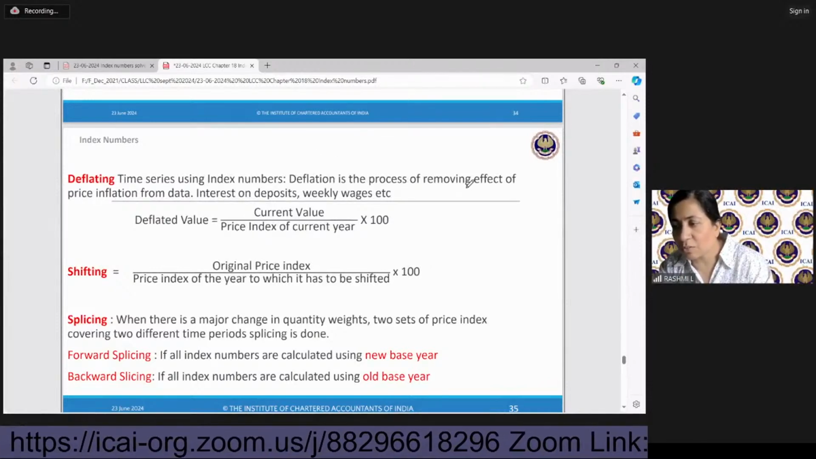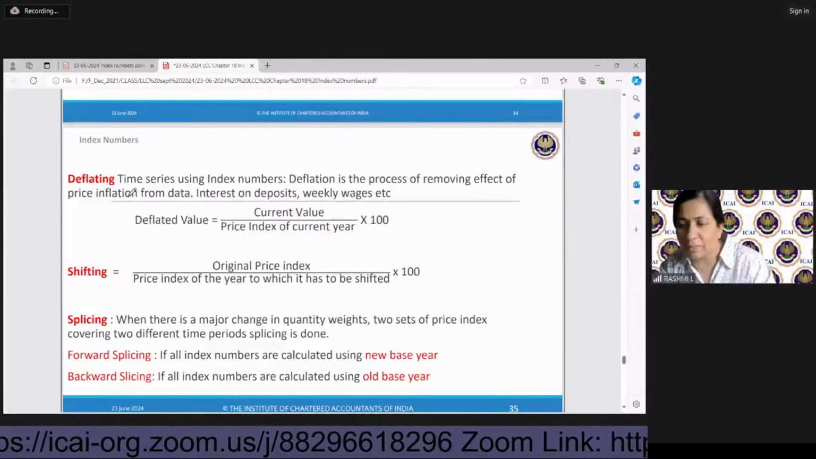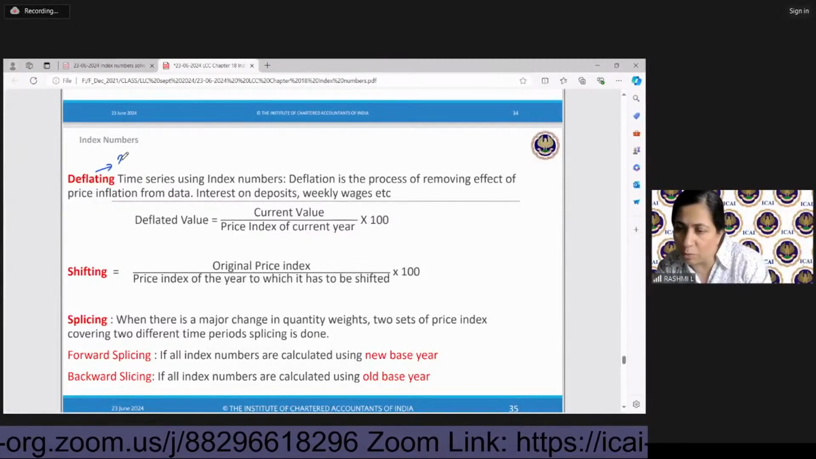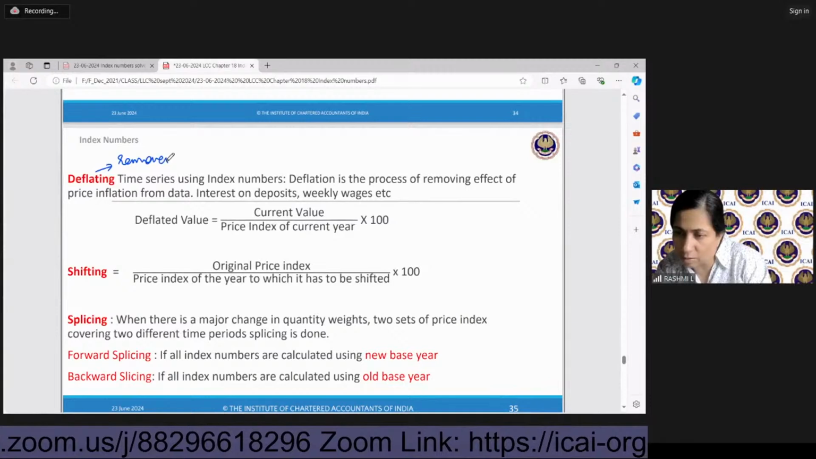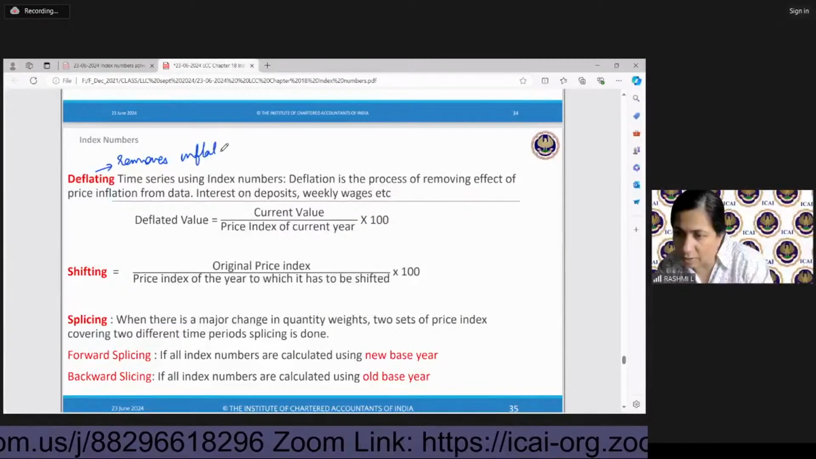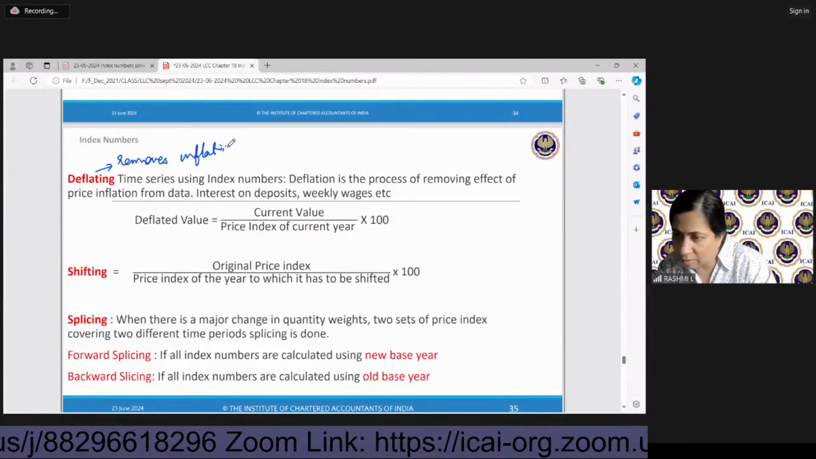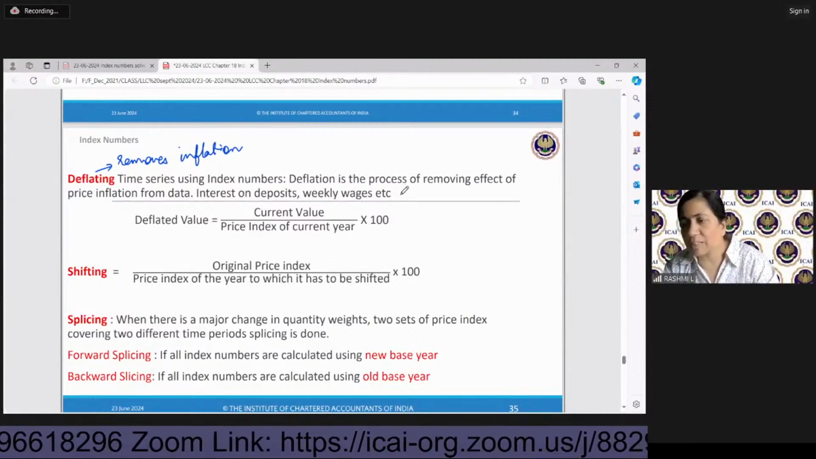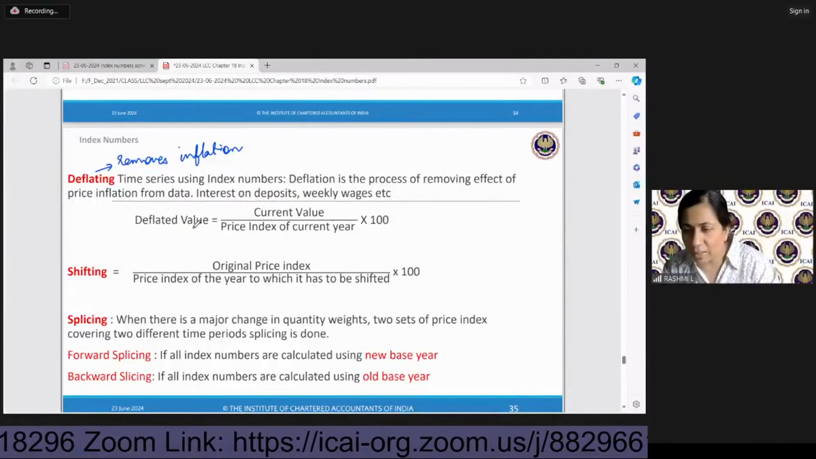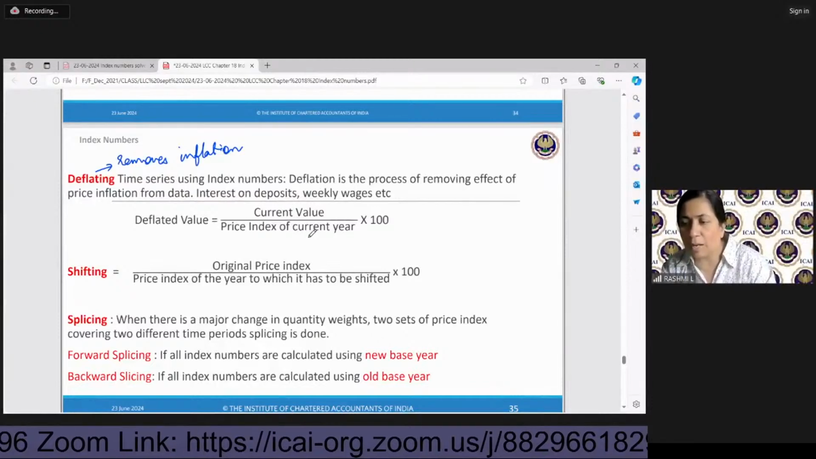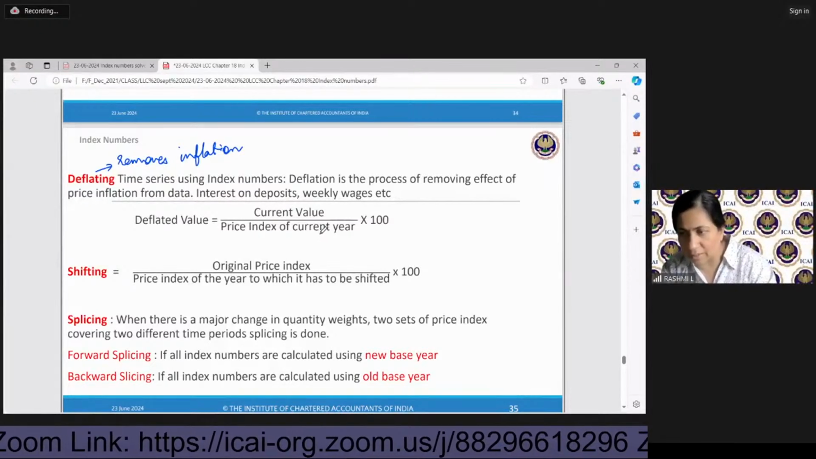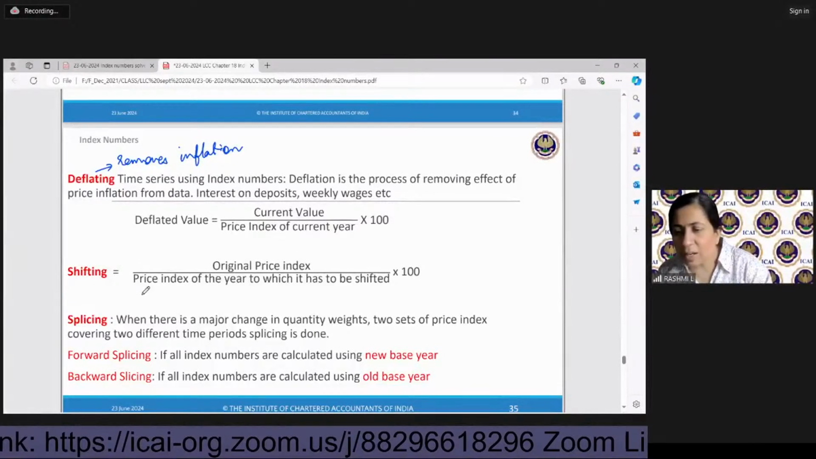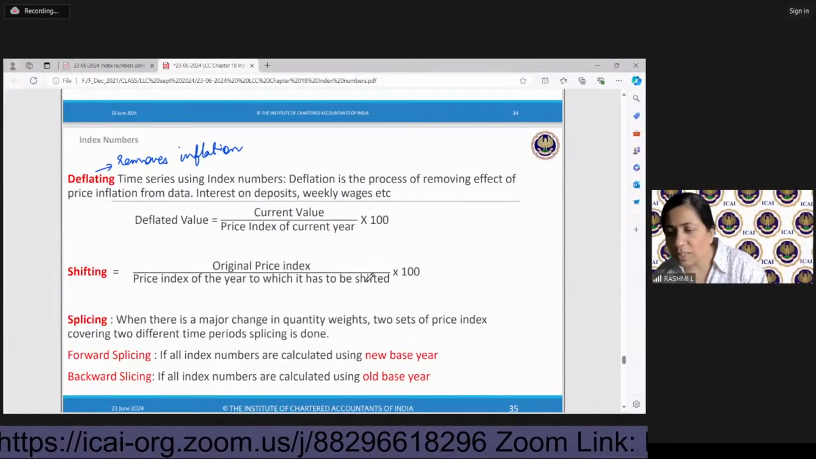Deflation is the process of removing the effect of price inflation from data. So what does it remove? It removes inflation. Interest on deposits, weekly wages, etc. So deflation value is current value upon price index of the current year. Okay. Shifting: original price index upon price index of the year to which it has been shifted.